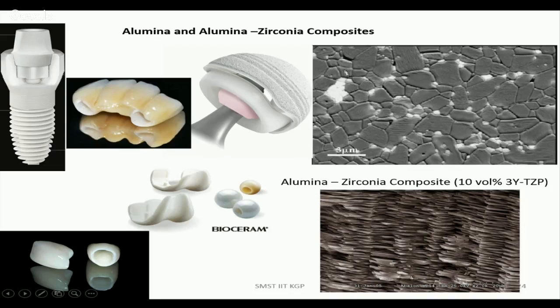Interestingly, you see the microstructure of alumina zirconia composite. Again, I am showing, it shows granular, polycrystalline structure, and the white portions are zirconia, and this zirconia is actually a toughening agent. I'll explain later on how it is used for toughening.